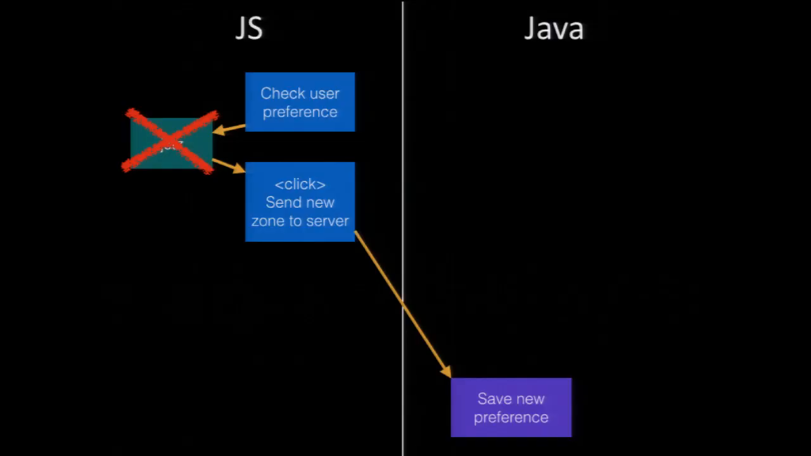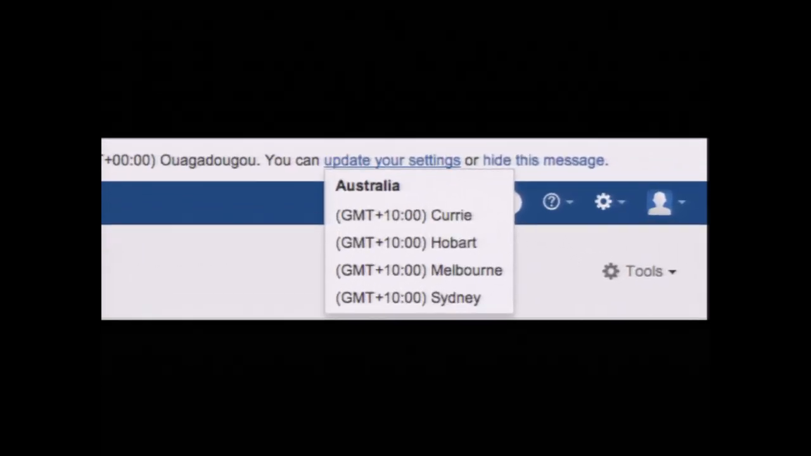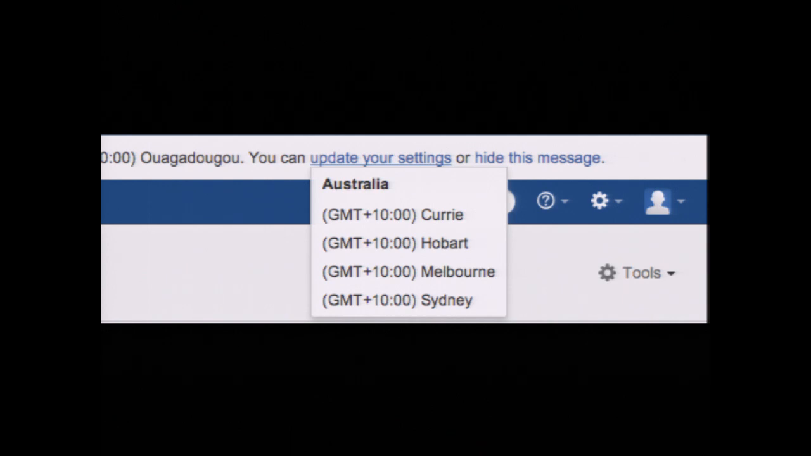So what I wanted to do was actually get rid of that bit, and we already had time zone definitions on the server, so I started detecting the offsets myself, asked JIRA backend to find all the zones that matched that offset pair, and then show the user a list so that they could select which one was relevant to them. So this is the newer version. I'll just zoom in on that. So that's for where we are right now.